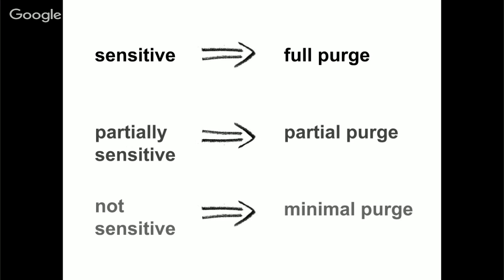For schemas that are sensitive but also contain non-sensitive data that is worth keeping, we implement a partial purge, which assigns the sensitive values to a garbage value, and leaves the rest to be kept indefinitely. And for non-sensitive schemas, we will keep all data indefinitely.